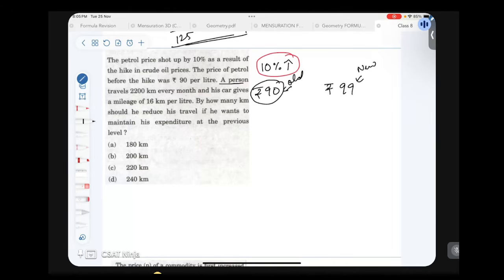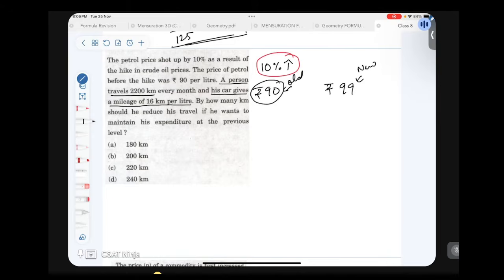A person travels 2,200 kilometers every month. His car gives a mileage of 16 kilometer per liter. Okay, 16 kilometer per liter. How many kilometers should he reduce his travel if he wants to maintain the expenditure at the previous level? Okay.